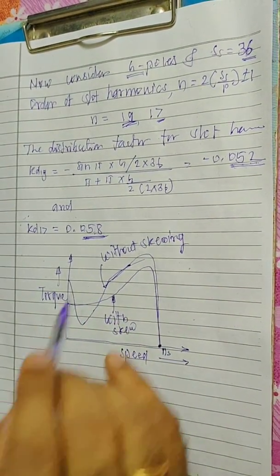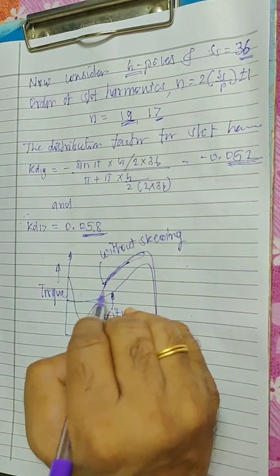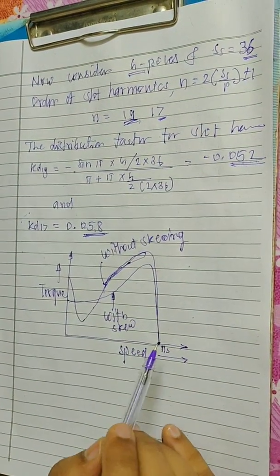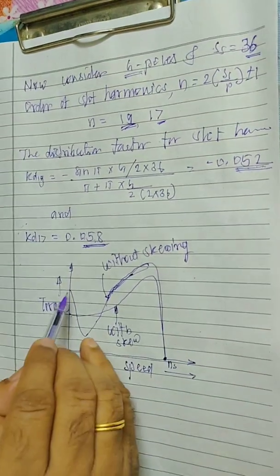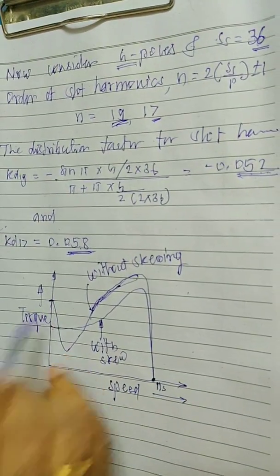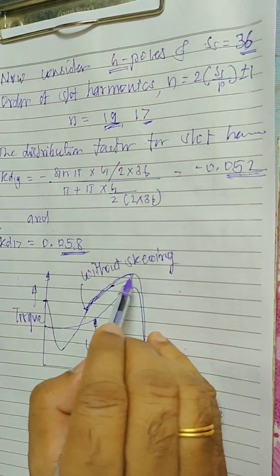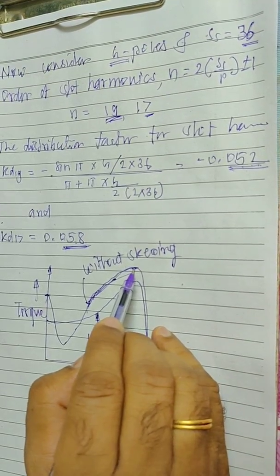From the characteristics, it is clear that without skewing the rotor, the starting torque obtained is more. At the same time, the maximum torque is also more.